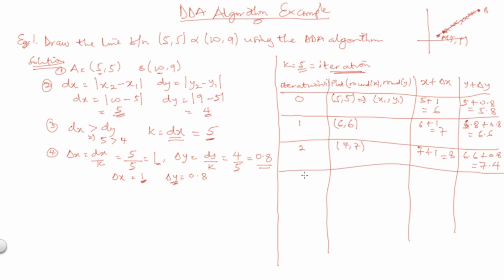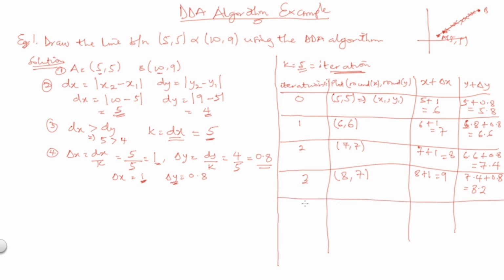So we go to the next one, which is the third iteration. We have the value of 8 and a rounded figure for 7.4 making 7. And also we will have 8 plus 1 making 9, and 7.4 plus 0.8, and that will give us 8.2. So we're done with the third iteration.